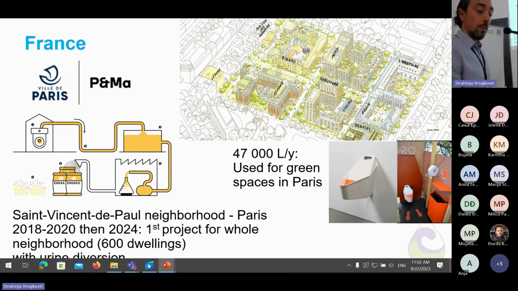Okay, and in France, we have some examples in different parts of the country, but the most important one is this example in Paris, which is almost finished. It's under construction. It's urine recovery for a whole neighborhood with more than 600 dwellings, 600 apartments. And the goal is to collect more than 47,000 liters of urine per year and use it in green spaces in Paris. So this is a major project we have in Paris and also in France.